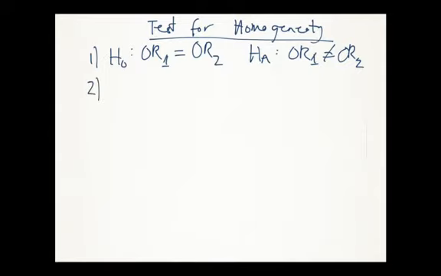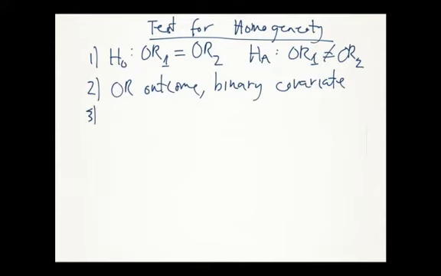In step 2, we talk about the type of data that we have. We have an odds ratio outcome and a binary predictor. The binary predictor is, are you in the 35 to 49 age group, or are you in the greater than 65 years old age group? Okay. The appropriate test here is this homogeneity of odds ratios test.